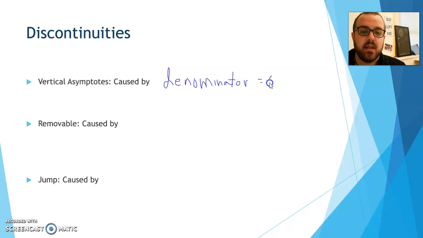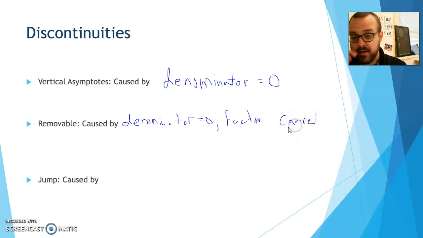Okay, if you set that denominator equal to 0, that's going to be where your vertical asymptotes show up, okay? Now, the thing that makes them vertical asymptotes versus removable is that for removable, again, your denominator is going to be equal to 0, but the factor is going to cancel out with the numerator, okay? So your denominator, once again, equals 0. But in addition to that, the factor that's giving you that 0 will cancel with the numerator, okay? So you'll see the same factor in the numerator and the denominator, okay?